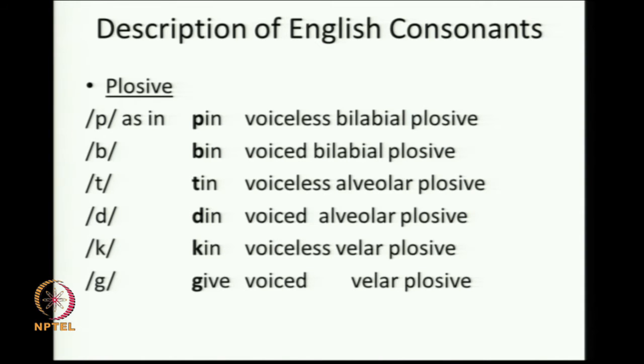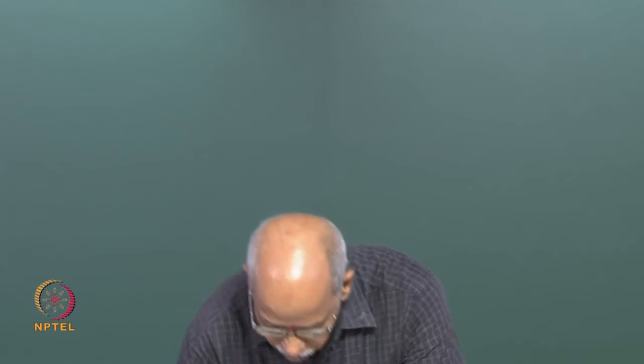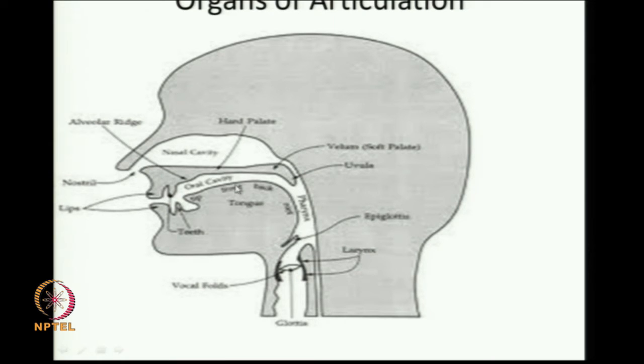Next, t as in tin. Okay. Don't say 'ta'. Just, you know, just release. Take the tip of your tongue to the alveolar ridge above the upper teeth. Let there be full contact and release it suddenly. That is what you get.